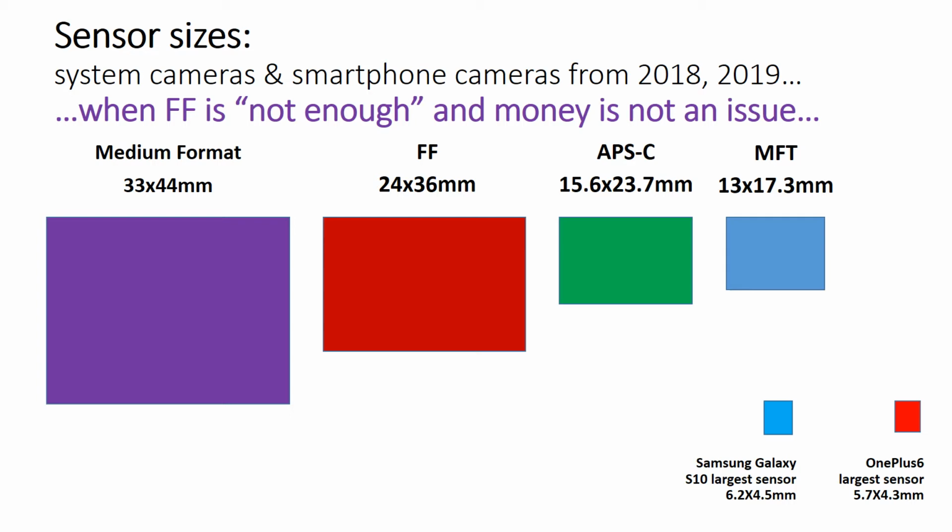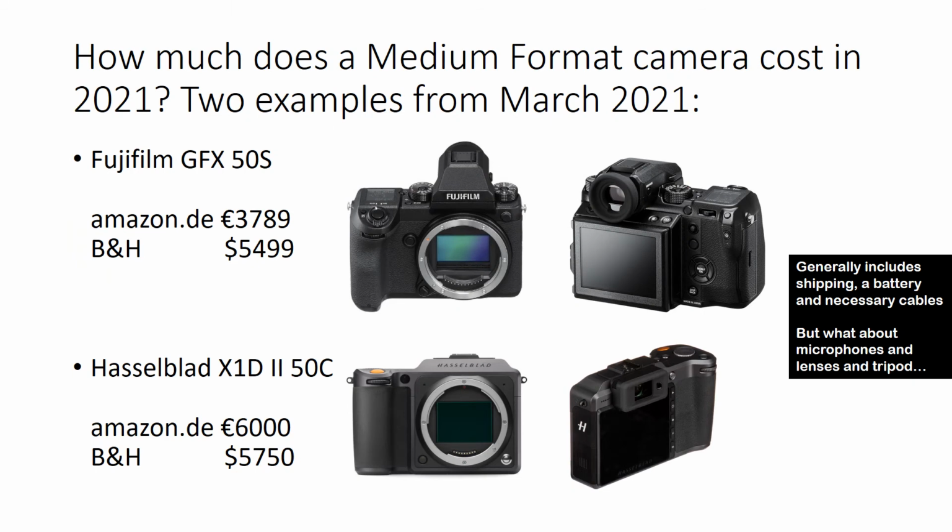But let's look at some medium format cameras and what the market for medium format camera bodies looks like at the beginning of 2021. So here it is, March 2021, and here are two examples of medium format cameras: Fujifilm GFX 500S and Hasselblad X1D 250C. And we can see the prices here. I have chosen Amazon.de as a European EU price, and I have chosen the B&H chain in the United States as a North American price.